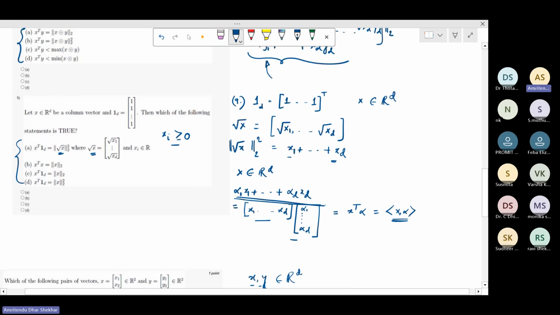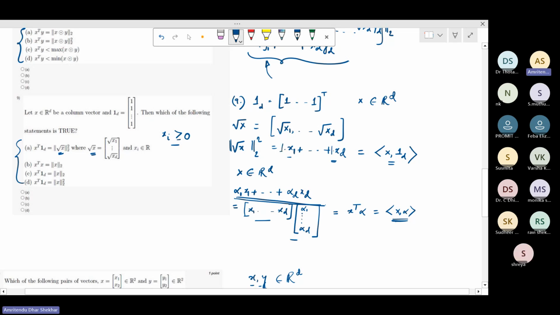So what is this? You will notice that this is nothing but the inner product of x with this vector, because these are all ones over here.